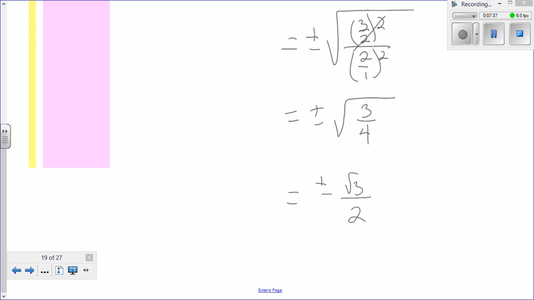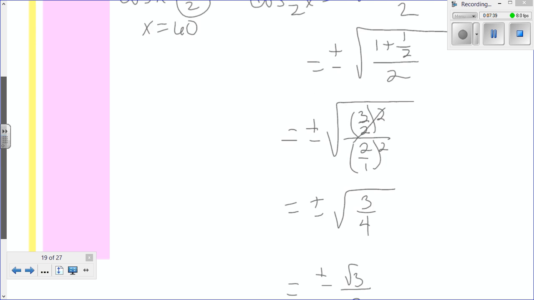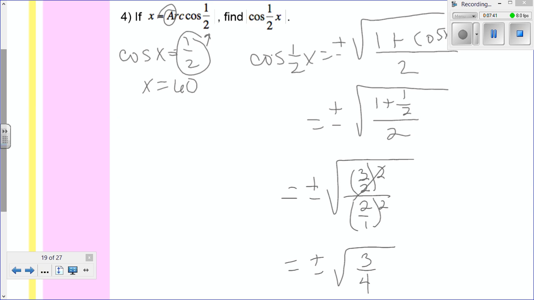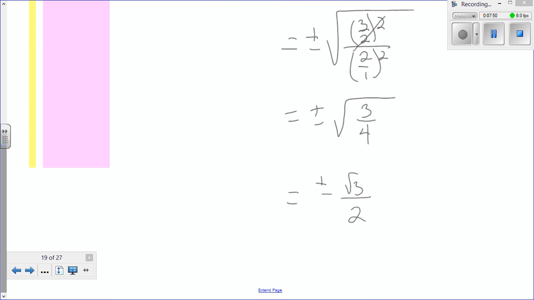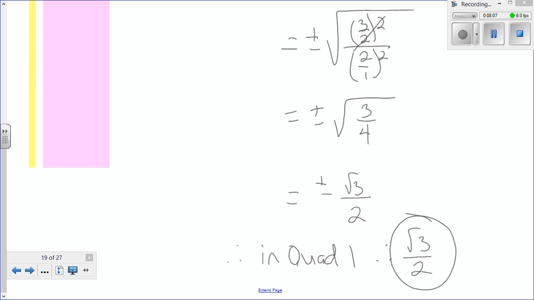And since x was equal to 60 degrees back here in the beginning, this means we are in quadrant 1. And since we are in quadrant 1, cosine has to be positive. So therefore, in quadrant 1, we would have positive radical 3 over 2 for our answer.